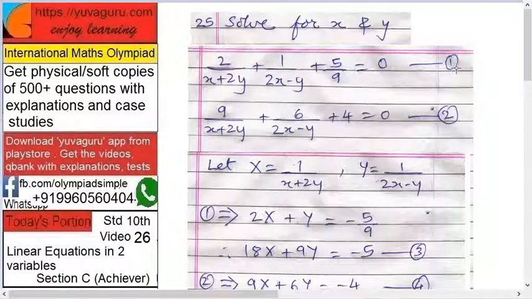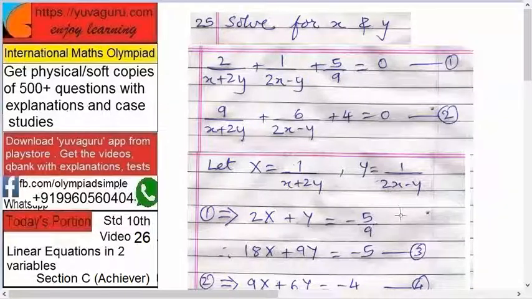So equation 1 becomes what now? Therefore equation 1 becomes 2 into capital X plus capital Y, right? This one equals to minus 5 by 9. Getting it? And here, therefore, solve this. Take 9 on the other side. You get 18X plus 9Y equals to minus 5. Make this equation number 3.